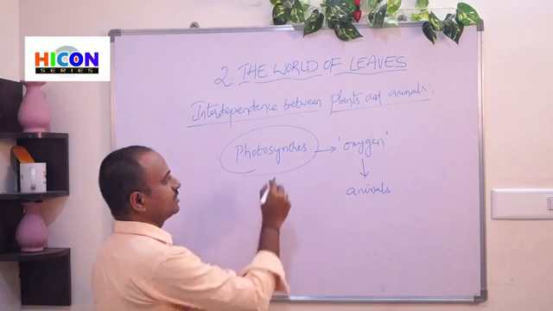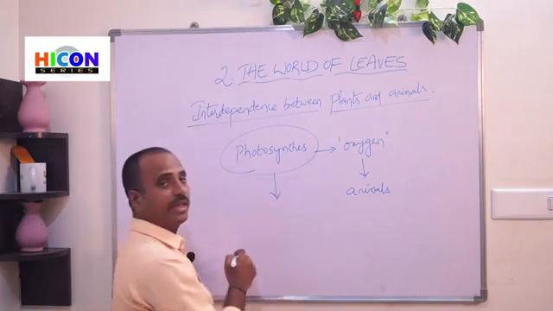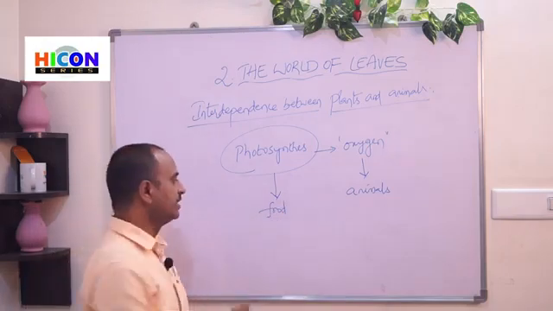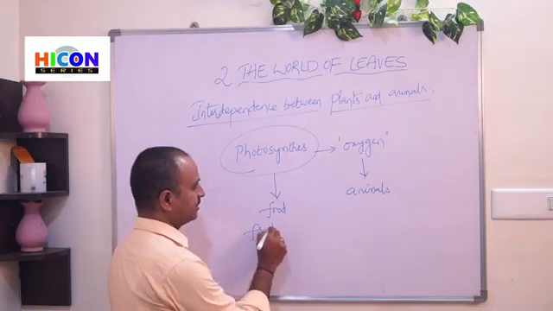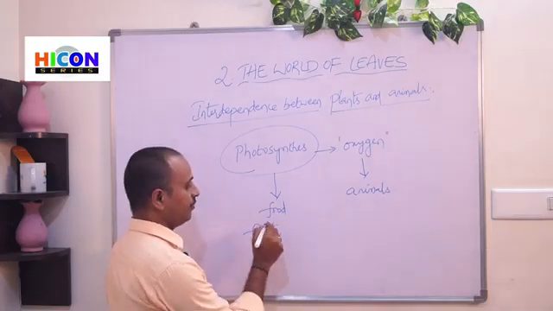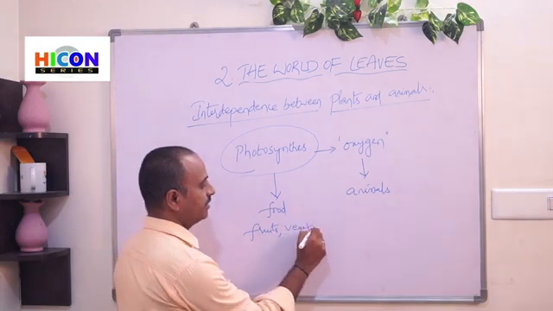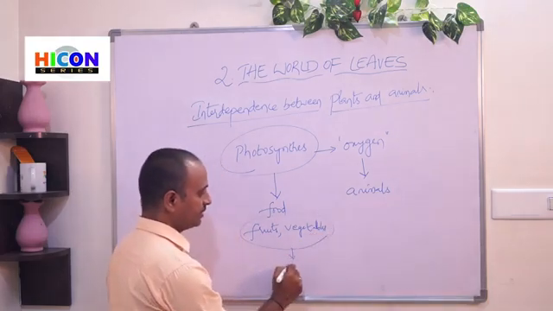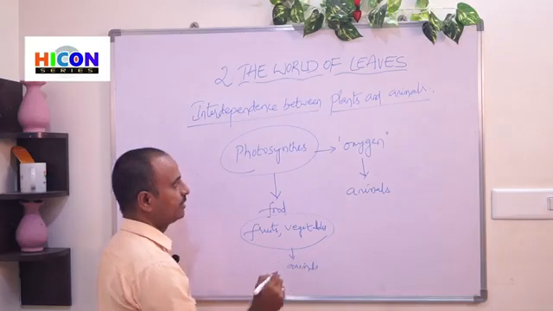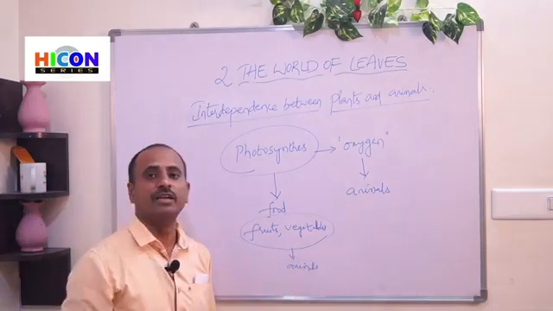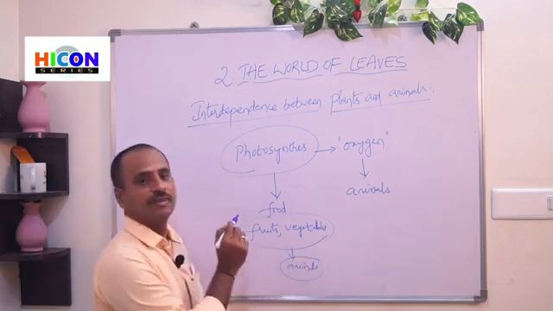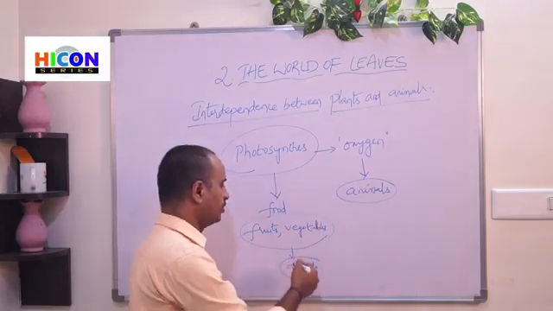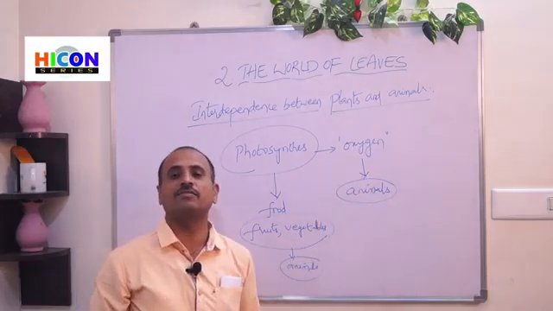Next, through photosynthesis, the leaves prepare their food. That means they prepare fruits and vegetables. The plants prepare their food in the form of fruits and vegetables, and these are very useful for the animals. So children, plants give food and oxygen to the animals. Without oxygen and without food, living beings cannot survive on the earth.